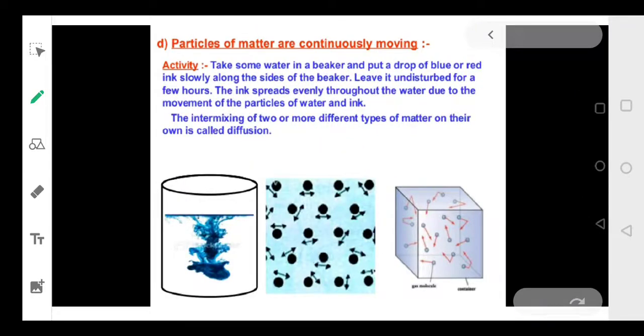Next slide. Particles of matter are continuously moving. The particles of water, or of any matter, move continuously. Let's see this. Suppose you have water in a glass or a beaker. Now put a few drops of blue ink or red ink into it. What will you observe? Can you observe the motion of the ink in the water?